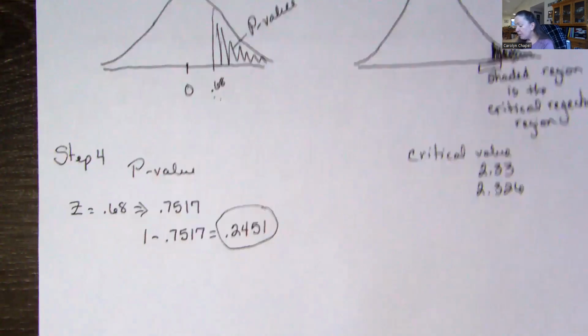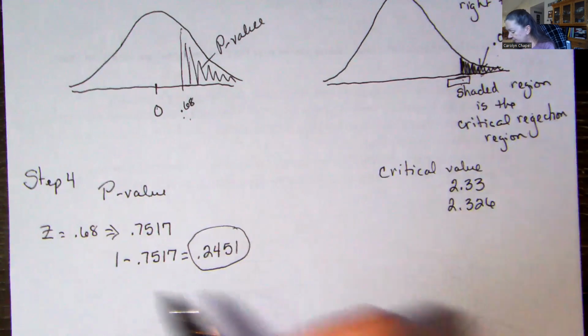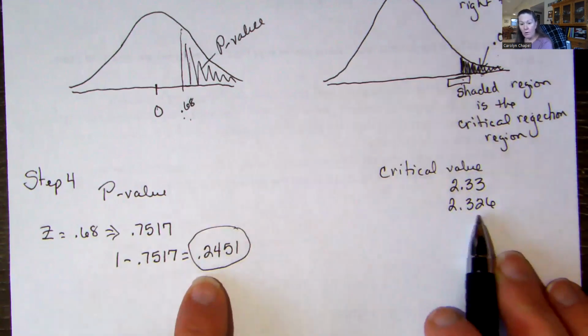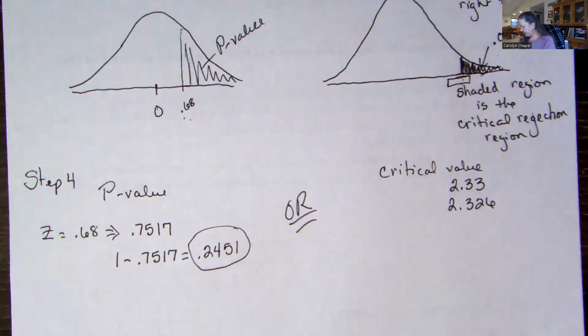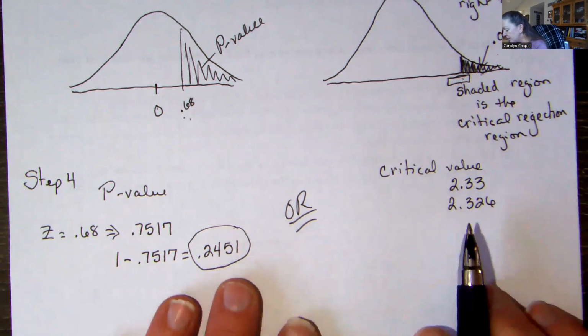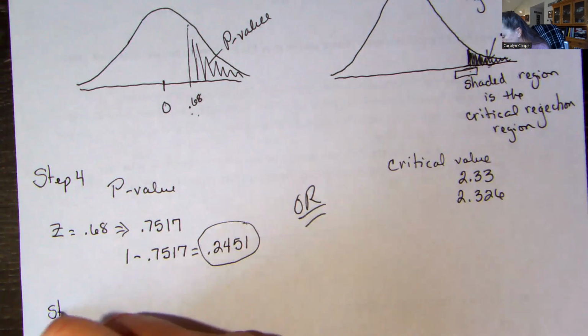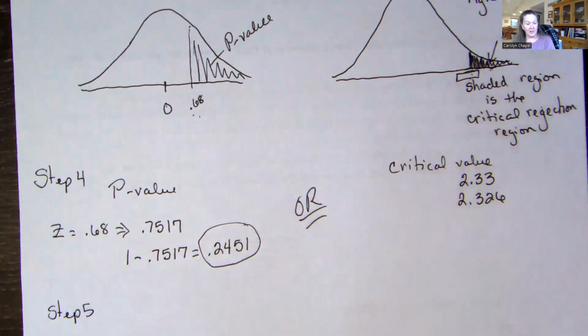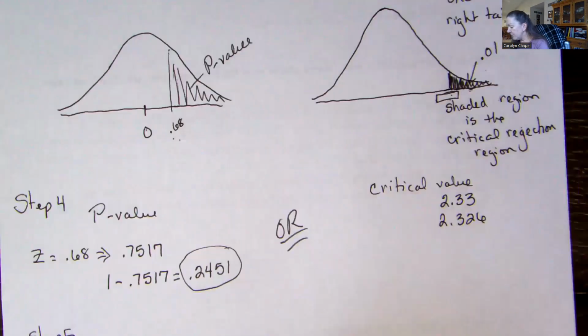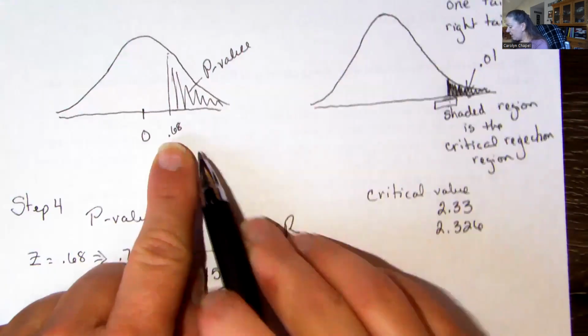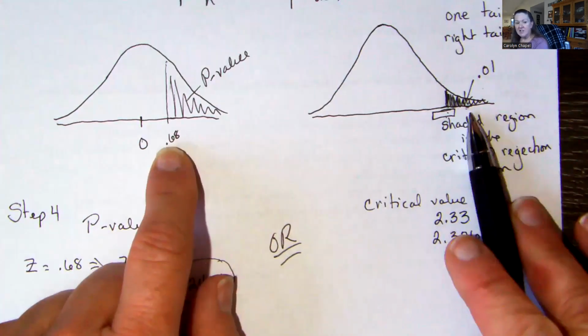Okay, so now what we have to do is decide. So that's step 4. We found our p-value, or we found the critical value. You do not need to do both steps. You only need to do one. Technology will give us both. So I'll show you that in a moment. And then what we need to do is in step 5, make our decision and then write our conclusion. Okay, to make the decision of to reject or not, what we have to remember is, does this fall into our critical rejection region?